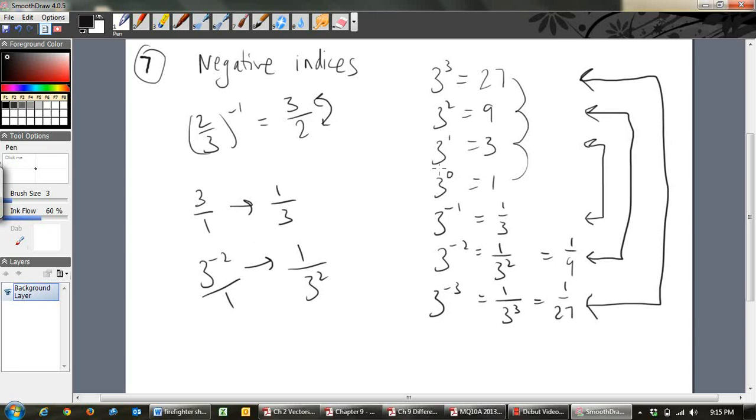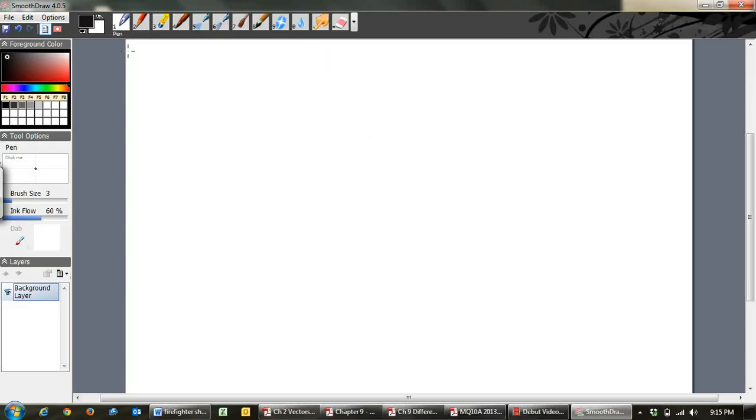And so what the index law says, index law number 7, is that a to the power negative n is equal to 1/a to the power n. In other words, the negative, all it does is it flips it upside down.